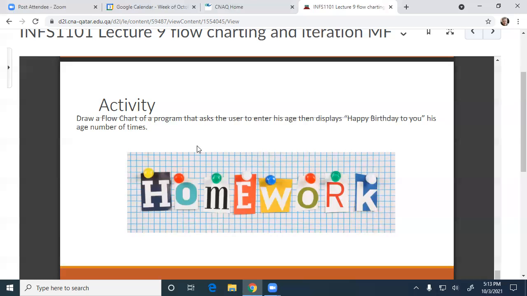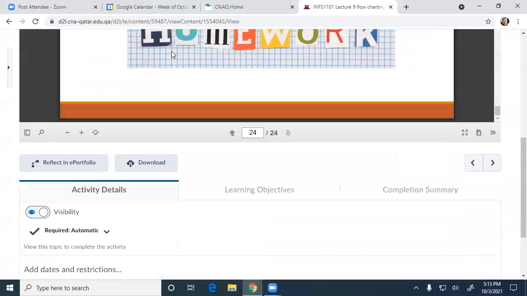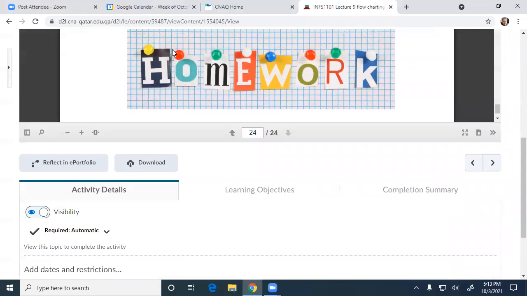That's how you would do that algorithm. Anyways, class, that's it.